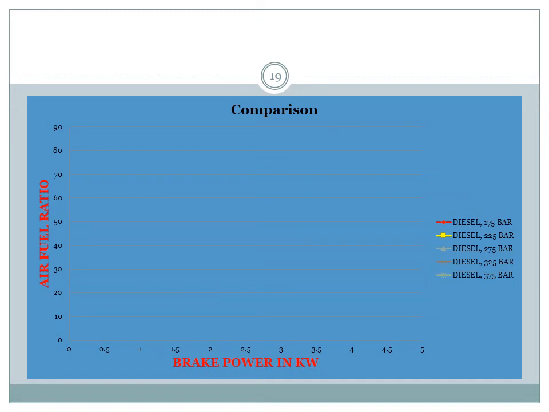Now this is another graph plotted between the air fuel ratio and the brake power at different injection pressures. The graph shows the variation of the air fuel ratio with brake power at injection pressures of 175 bar, 225 bar, 275 bar, 325 bar and 375 bar. At lower injection pressure, less air fuel mixing causes less efficiency and high fuel consumption, whereas at higher injection pressure, perfect air fuel mixing causes less fuel consumption and higher brake thermal efficiency.